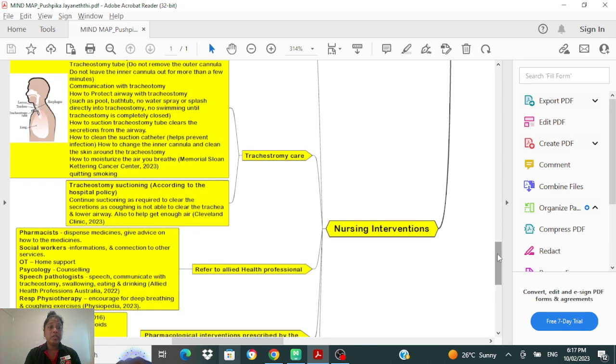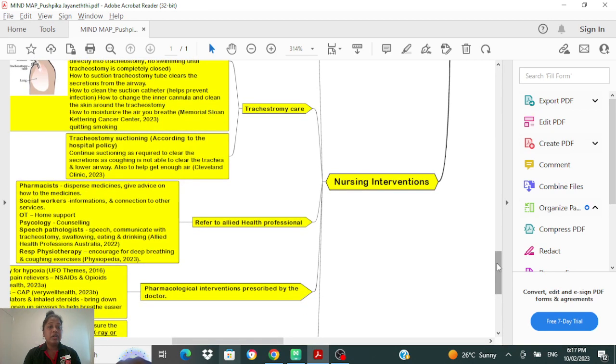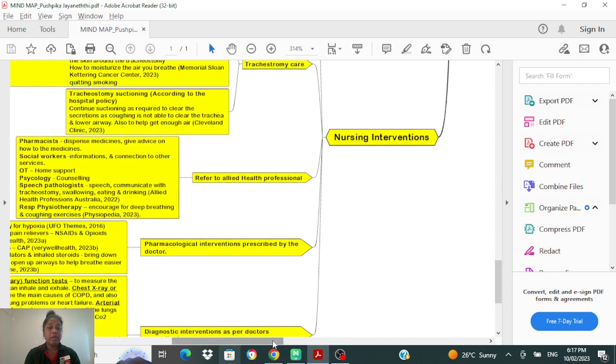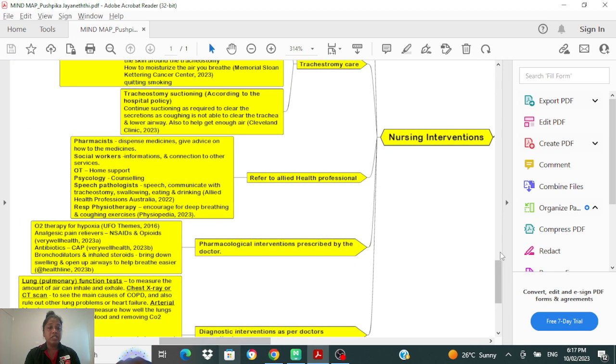And during the hospital stay, suctioning according to the hospital policy, just to make sure suctioning helps her to get the air in. And the next one is referral to allied health professionals, including pharmacists, OT, psychology, speech pathology, and physiotherapy. They will help her with daily living after her discharge.